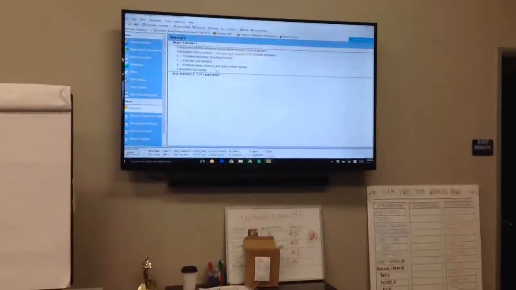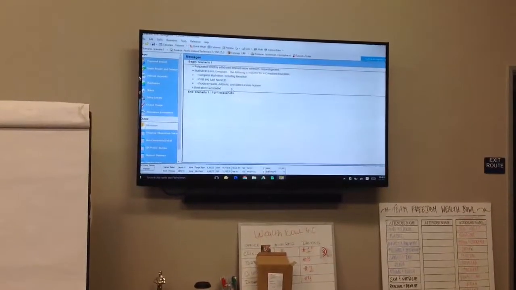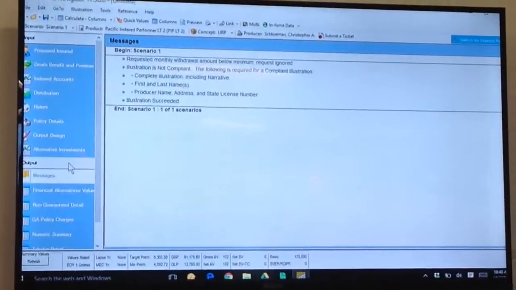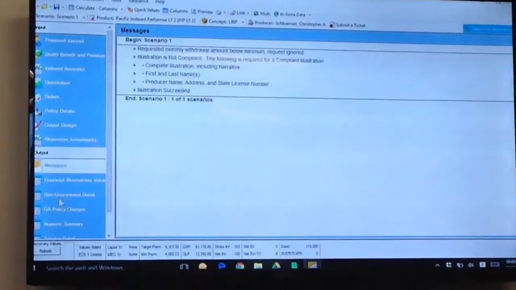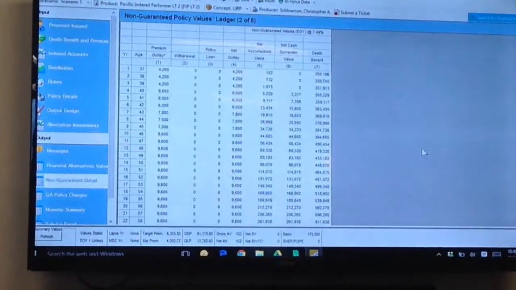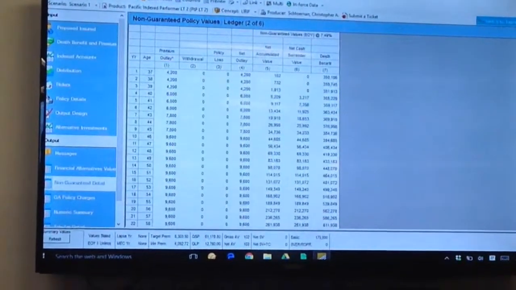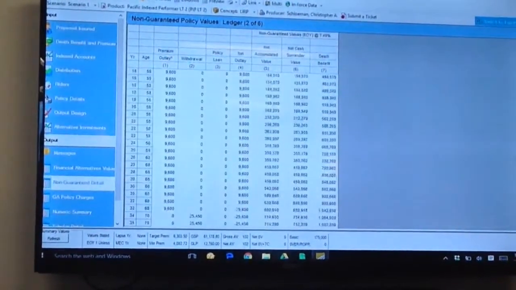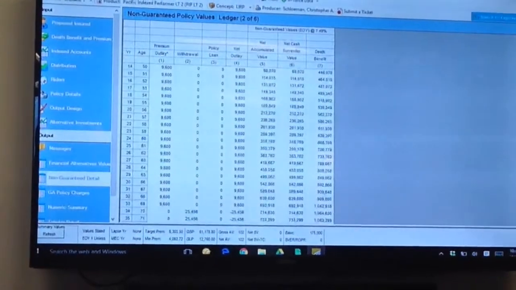Now that it's done doing all the math for us, let's take a look at how this bad boy looks. Non-guaranteed detail. Okay, so what do we see? All the money is going in. See how all the money is going in? Right?